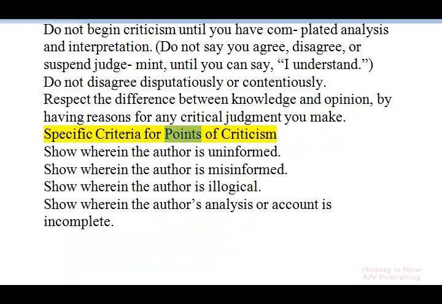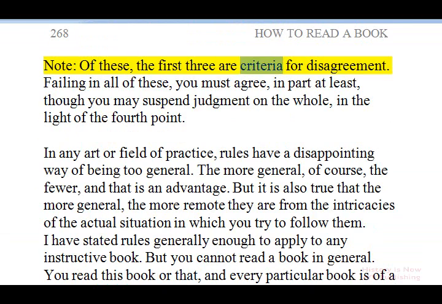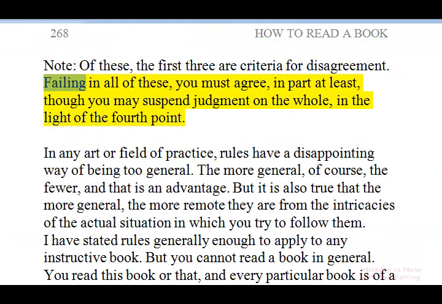Specific criteria for points of criticism. Show wherein the author is uninformed. Show wherein the author is misinformed. Show wherein the author is illogical. Show wherein the author's analysis or account is incomplete. Note, of these, the first three are criteria for disagreement. Failing in all of these, you must agree, in part at least, though you may suspend judgment on the whole, in the light of the fourth point.